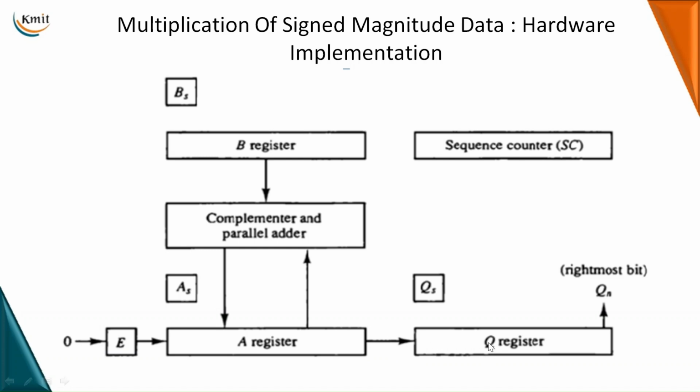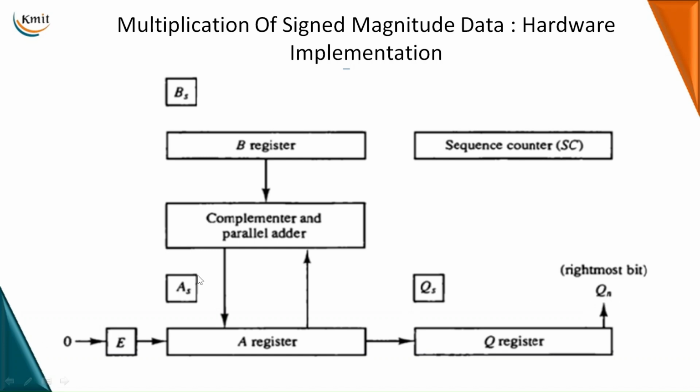Like that, the contents of Q register will also be shifted towards the right, and the rightmost bit or LSB of the contents of Q register, designated by Qn, is rejected. So here, as a part of your multiplication algorithm, we are going to check the value of the Qn bit. For that, we are representing the LSB of Q register as Qn.